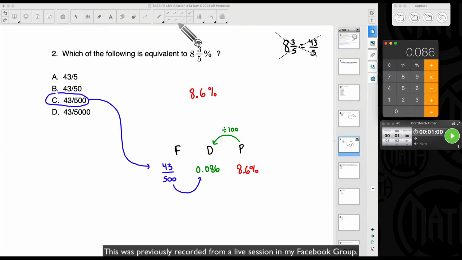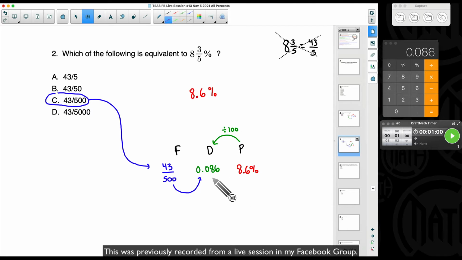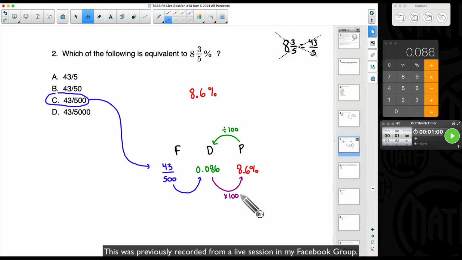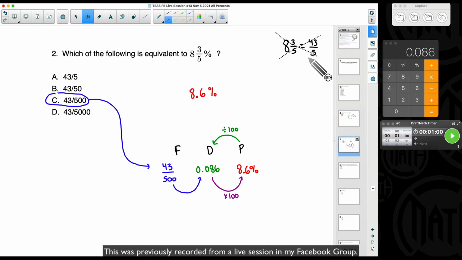And now if we just double check one more time, to convert your decimal to a percent, you either multiply by 100 or move your decimal 2 places to the right. I know I saw a lot of A's up here.